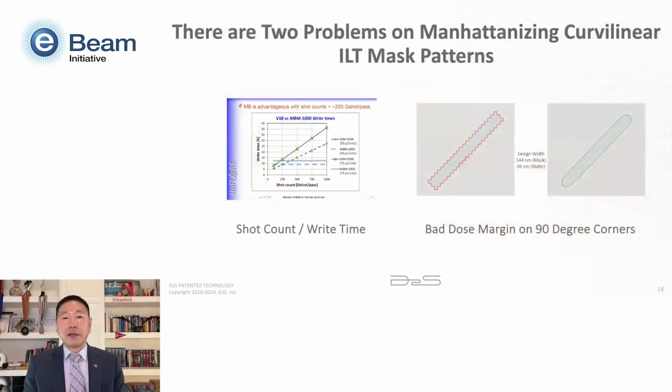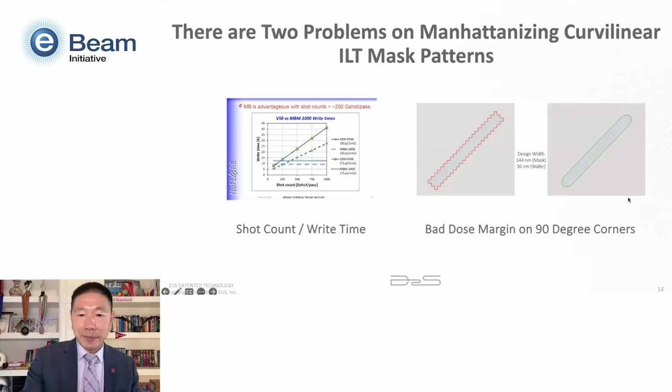Not only do curvilinear mask patterns give you some benefit, but if you don't do curvilinear mask patterns, if you stick with Manhattanized curve patterns, then it actually has problems. A lot of people don't realize that. There are two big problems. One, I already talked about: shot count and write time, because once you Manhattanize with so many jogs, then your shot count on a VSB mask writer will be extremely long, right?